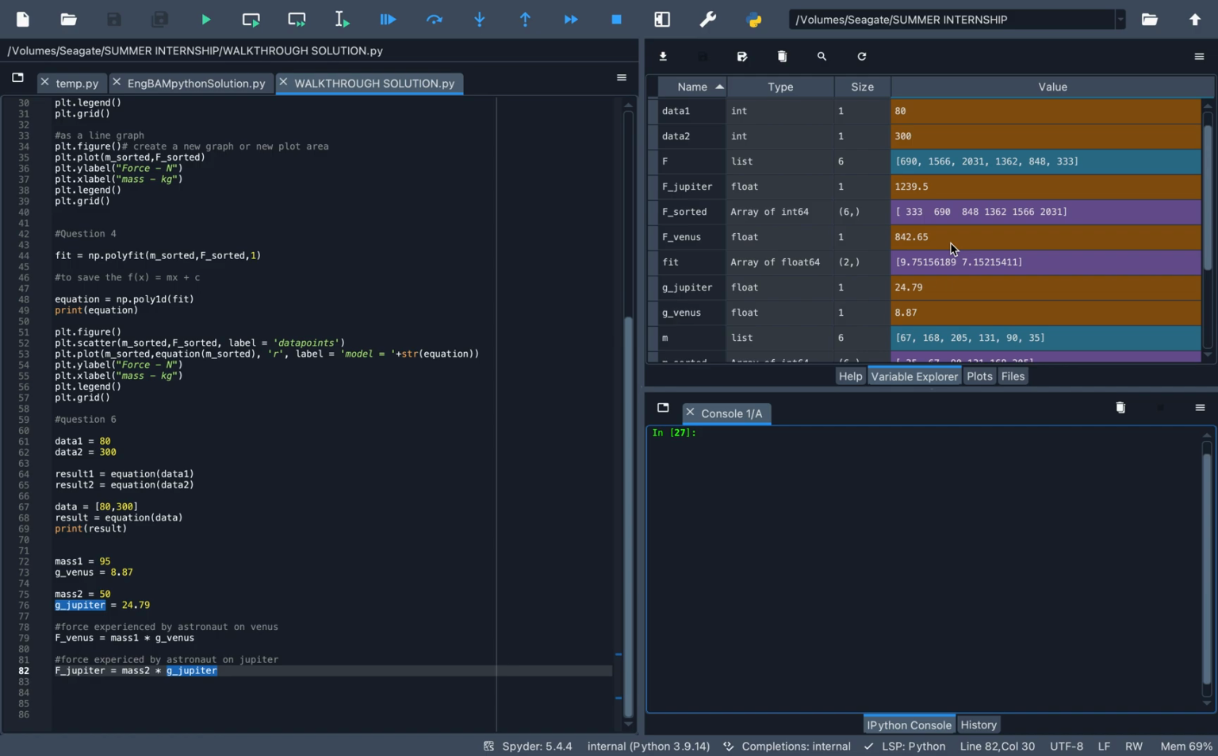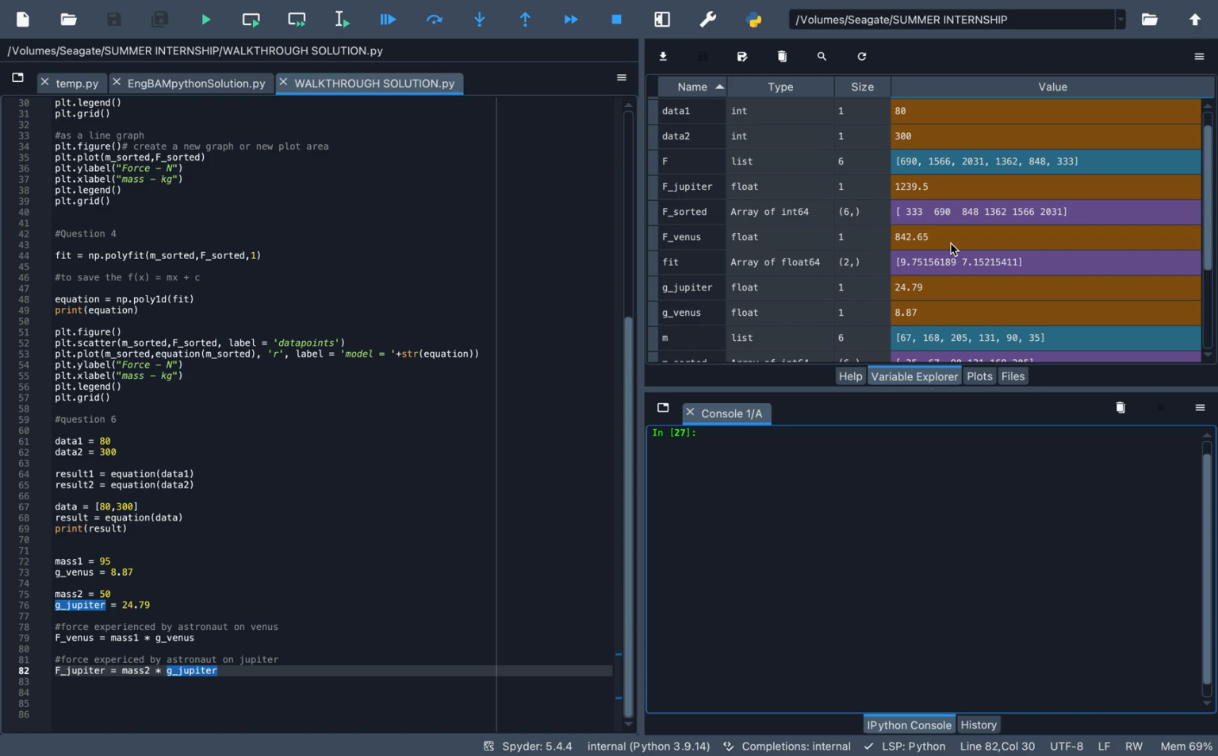So Jupiter is a bigger planet, and because of its gravitational constant, which is an indication of how fast it's pulling something towards it, which is a value of 24.79 meter per second square. So that is how fast it's pulling something towards itself, or how fast the astronaut weighing 50 kg is accelerating towards the center of Jupiter.